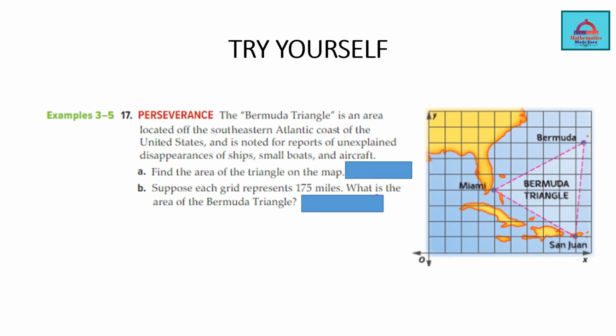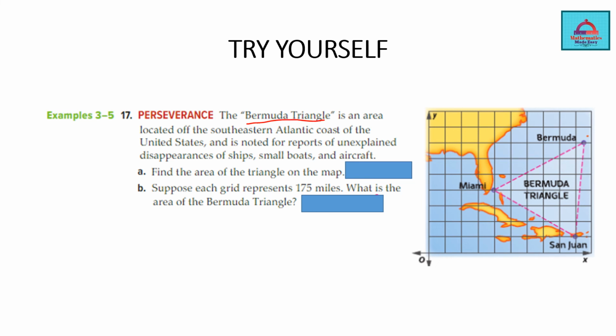Now I'm going to give you another important question, but I'm not going to be solving it completely for you. I'll leave this question to you with a hint. Again, this is an unsolved question of your math book, and this one is given on page 50, and it talks about examples 3 to 5. And it talks about the Bermuda Triangle.